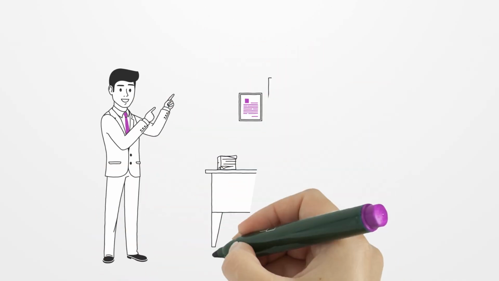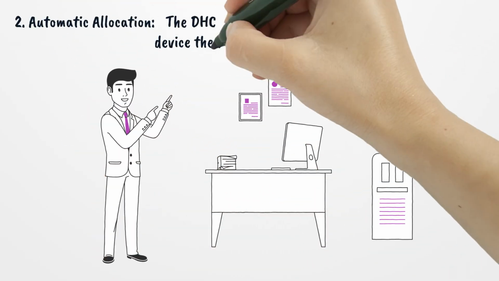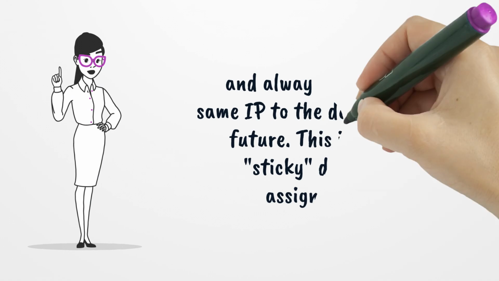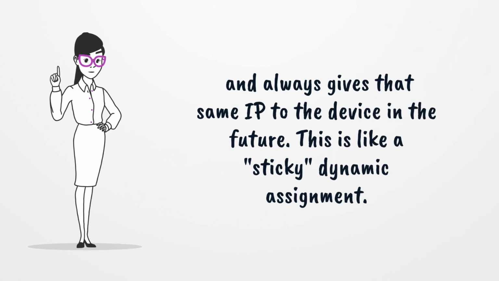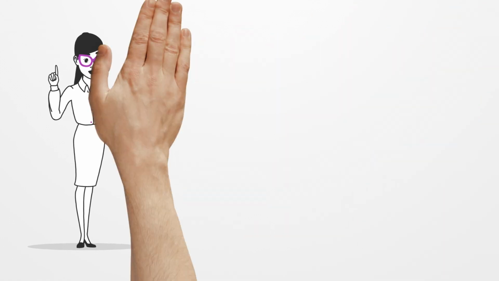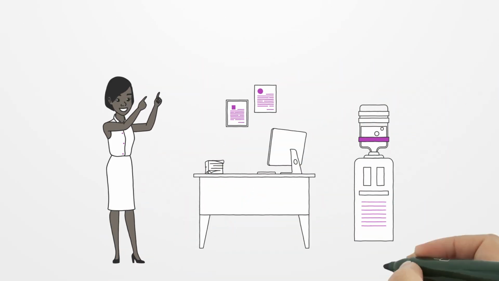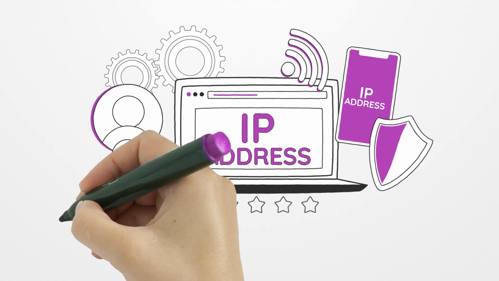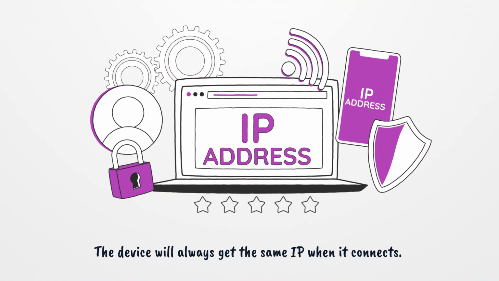2. Automatic allocation. The DHCP server assigns a permanent IP address to a device the first time it connects, and always gives that same IP to the device in the future. This is like a sticky, dynamic assignment. 3. Manual allocation, static DHCP or DHCP reservation. The network admin assigns a specific IP address to a device's MAC address in the DHCP server settings. The device will always get the same IP when it connects.